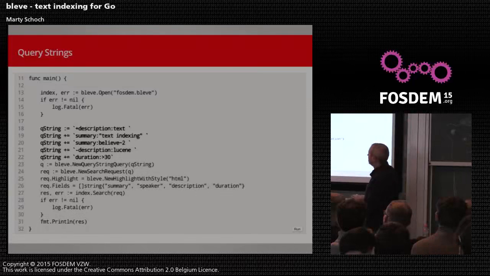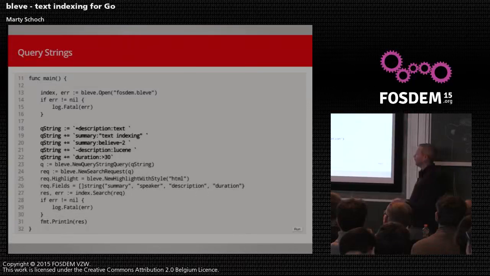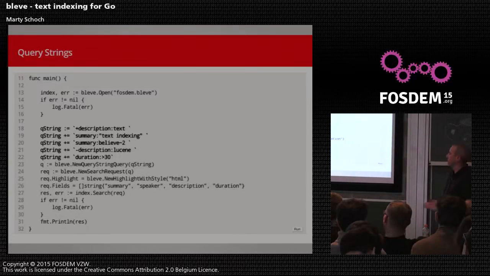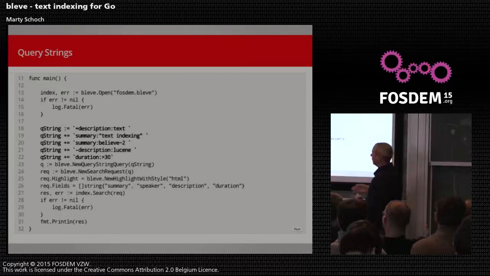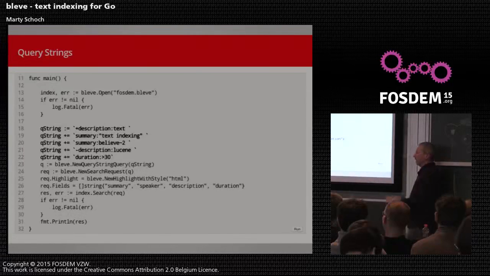The next one is minus description:Lucene. So this one's going to say it must not contain the term Lucene. And then the last one we see is a numeric range query where we have duration:>30. That's going to look for talks greater than 30 minutes.